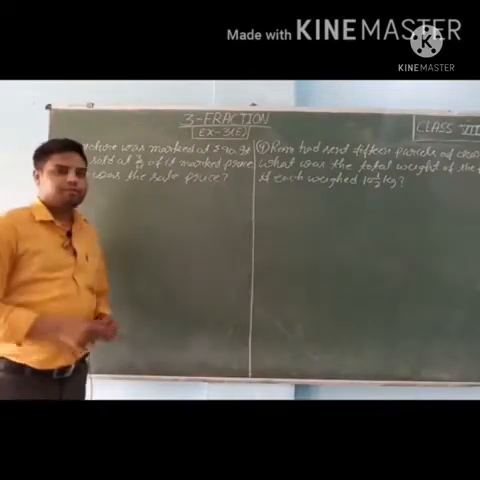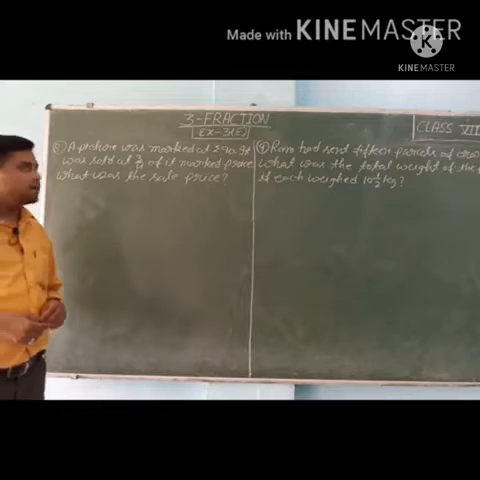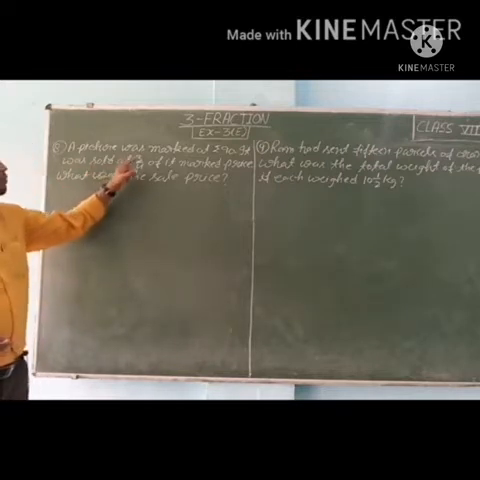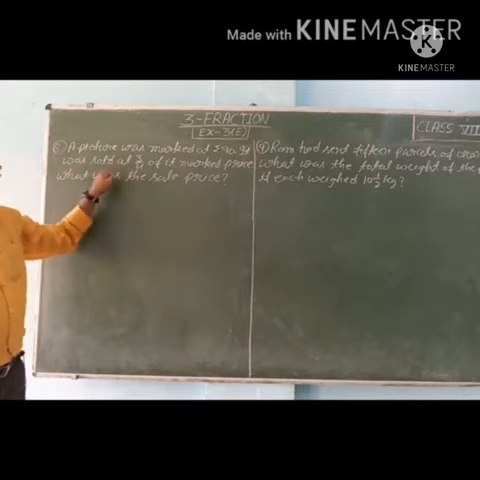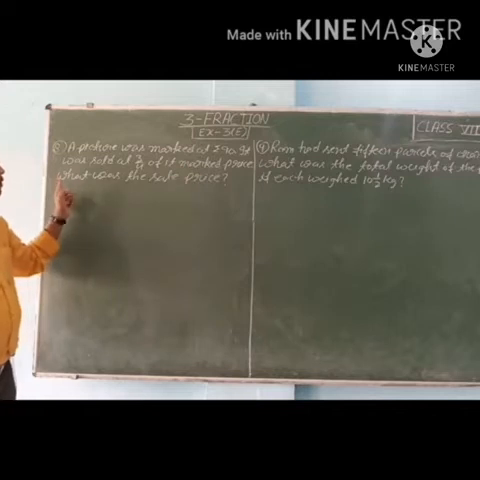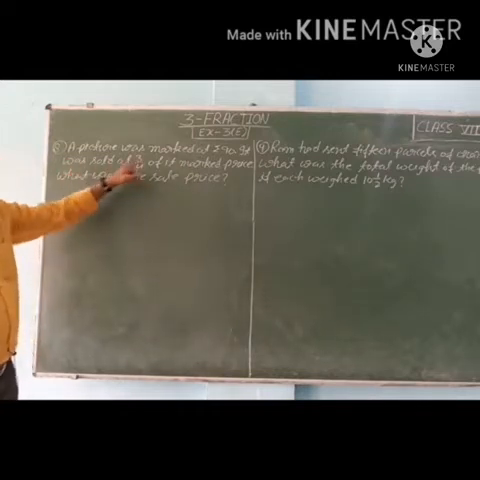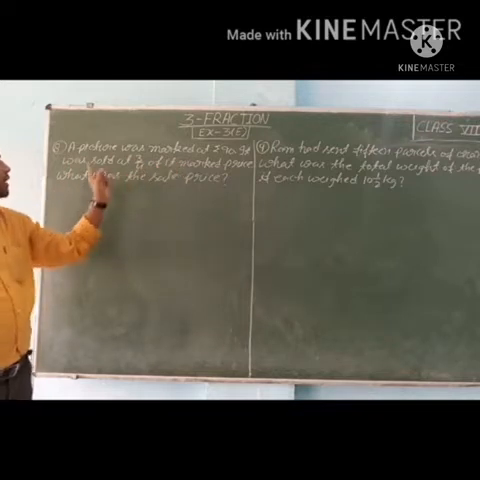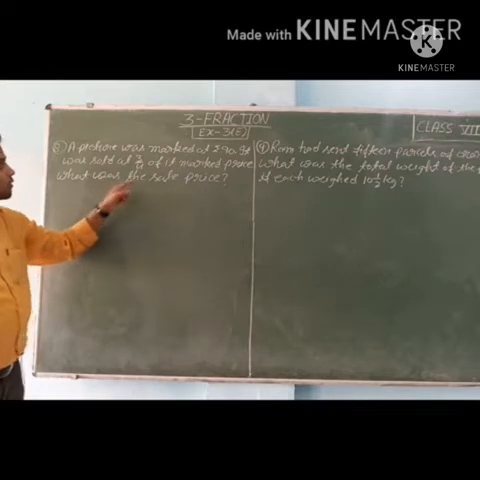Hello students. So now exercise 3E, 8th sum: a picture was marked at ₹90. It was sold at 3/4 of its marked price. What was the sale price? So the picture's marked price is ₹90 and it was sold at 3/4 of its marked price. What was the sale price?